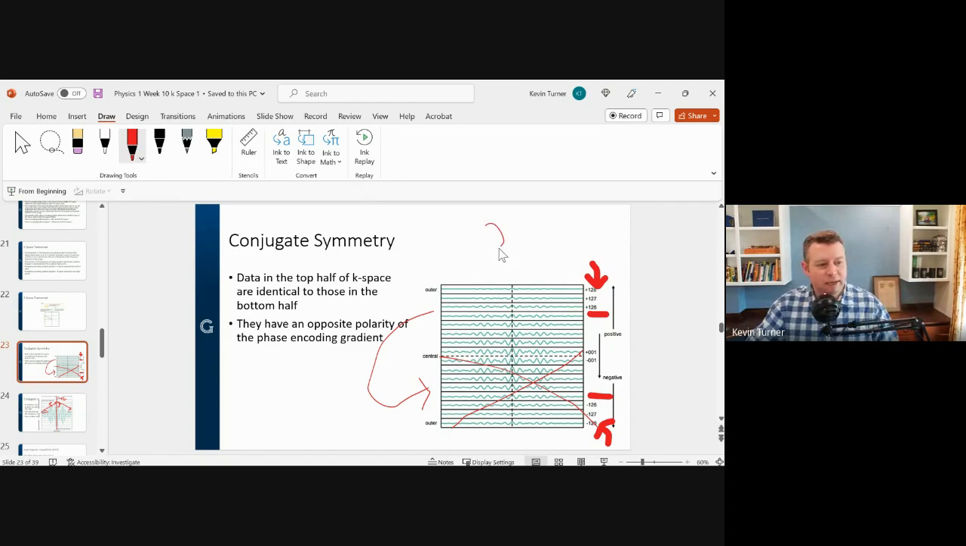So if you put in a phase matrix of 256 and then you turn on ARC, the computer is only going to collect 128 and then create a reconstruction of all of these and make it look like your final image has 256, even though you only collected 128. That's what ARC is doing.